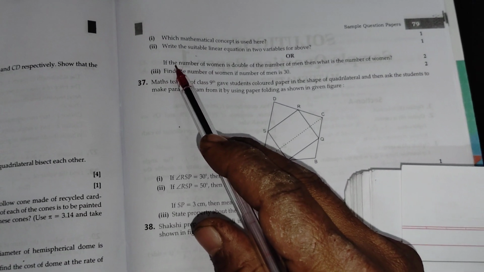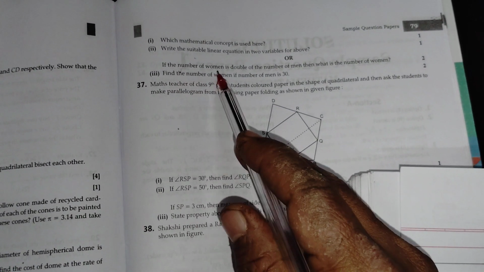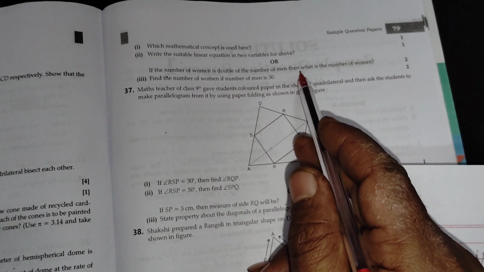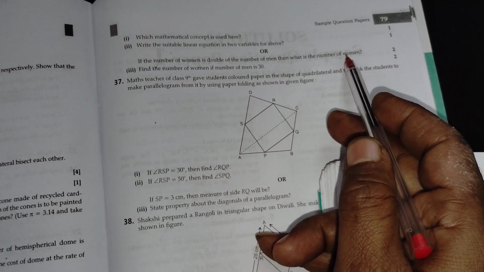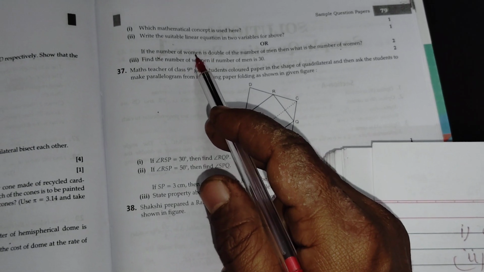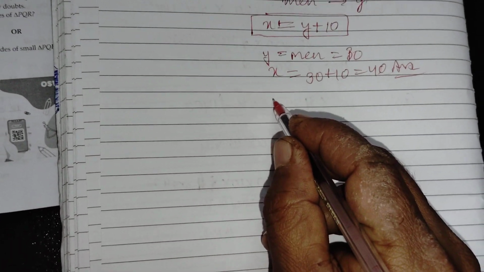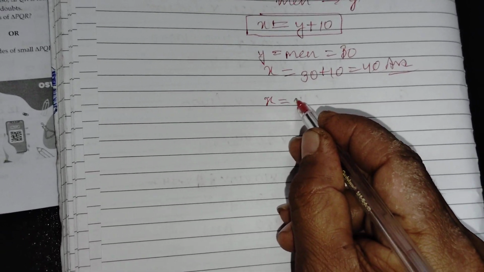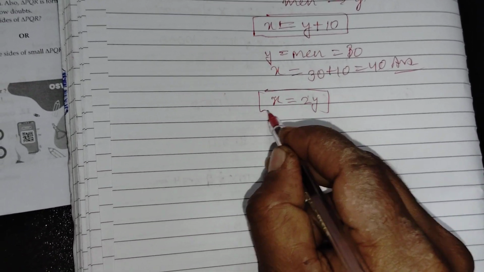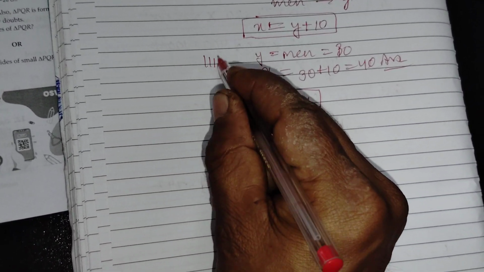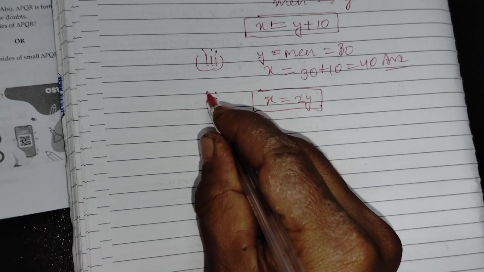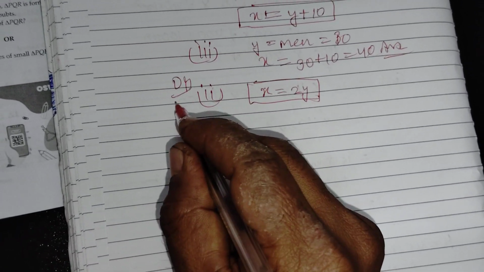Now in the second question there was a choice. Second part: if the number of women is double the number of men, then what is the number of women? So the number of women is double the number of men. So double means X equal to 2Y. Double means the second part we can write also in this way. This is the odd type question.